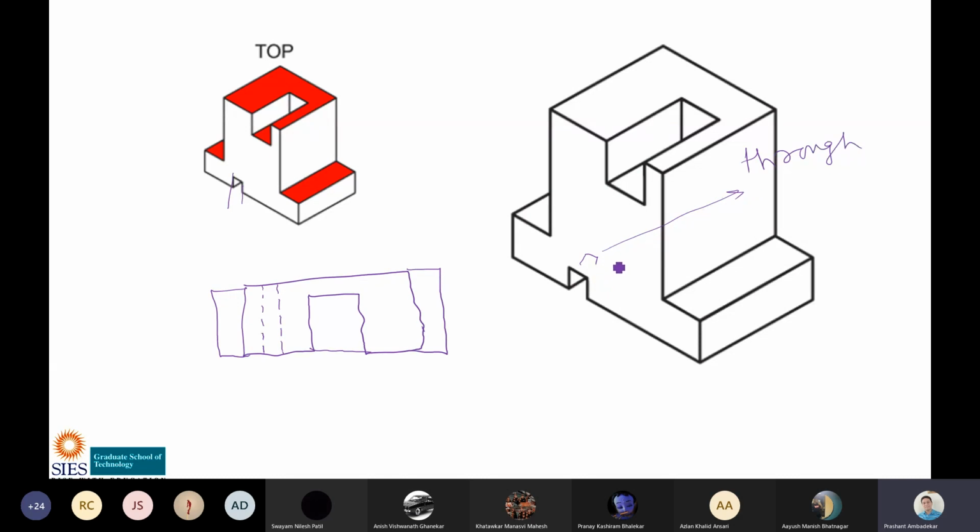So this is another assumption in orthographic projection. If the slot's depth is not mentioned, then it is assumed to be through. It is assumed to be a through slot. So I have drawn this as a through slot.